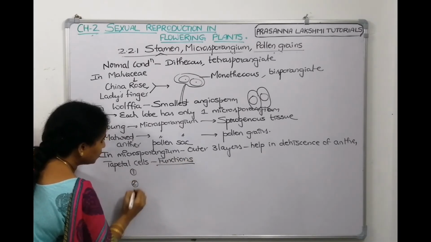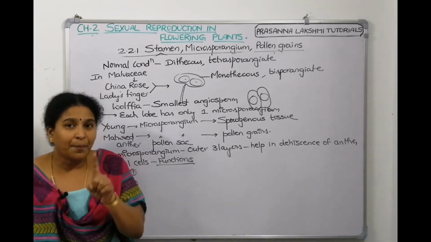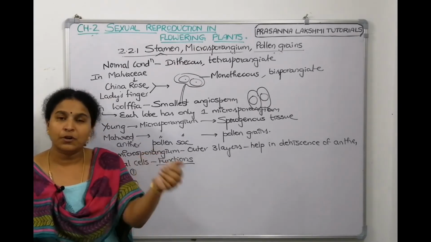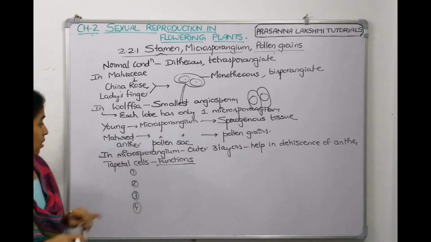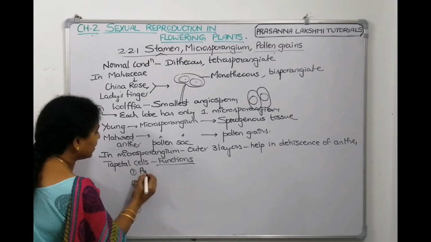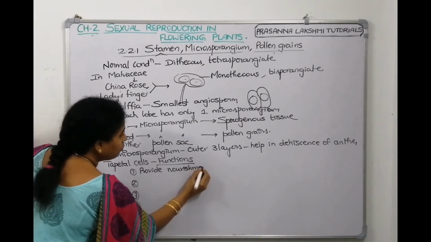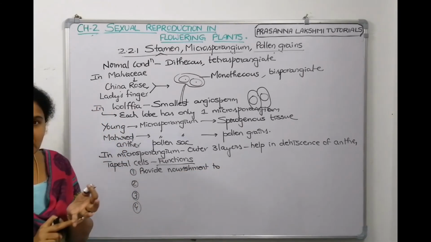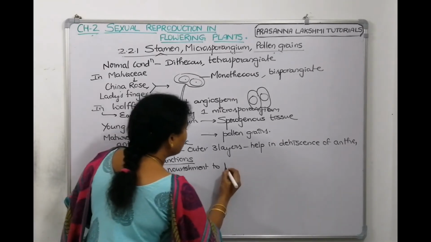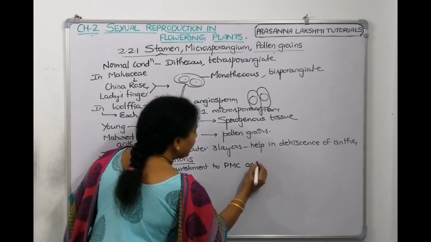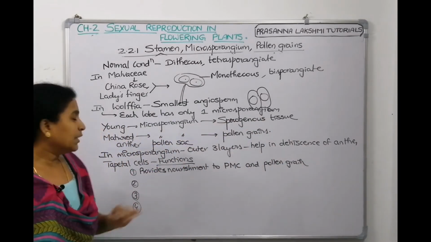Let us list down the functions of the tapetal cells. One function, we already know that the tapetal cells act as a nutritive tissue for the developing pollen mother cell and the pollen grain. That is one role. So tapetal cells provide nourishment to the pollen mother cell and the pollen grain also. This is one role of the tapetal cells.